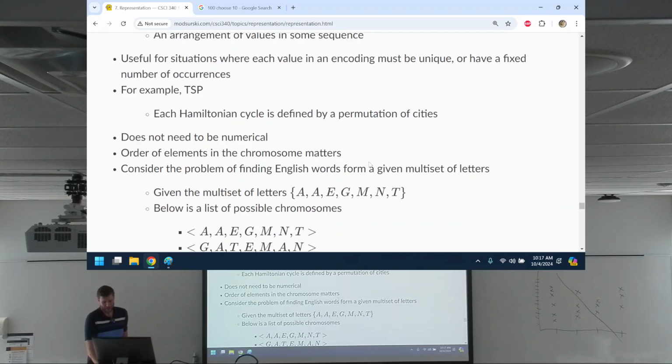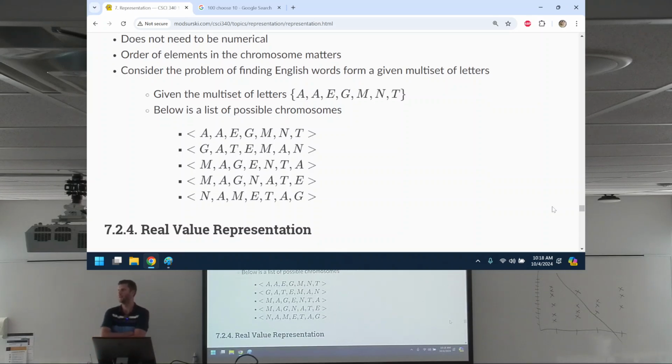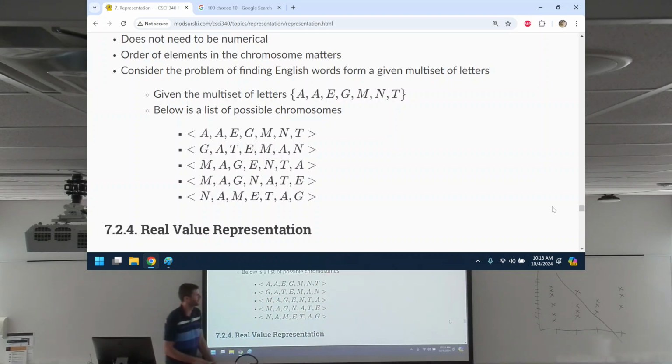Consider the problem of finding English words from a given multi-set of letters. There. A, E, G, M, N, T. All right, find permutations that spell words. Here's a list of possible chromosomes. So the point is, they're not unique, and that's fine. I just need to shuffle these things. Cool? Cool.